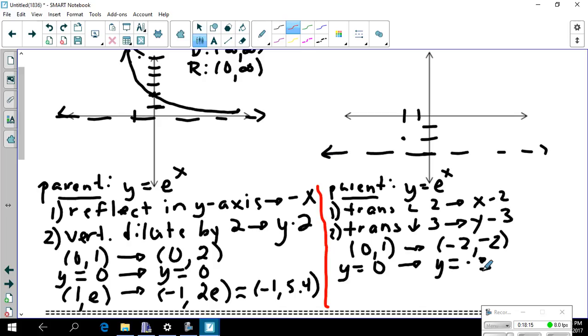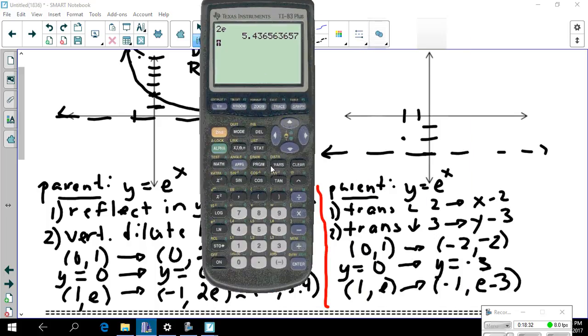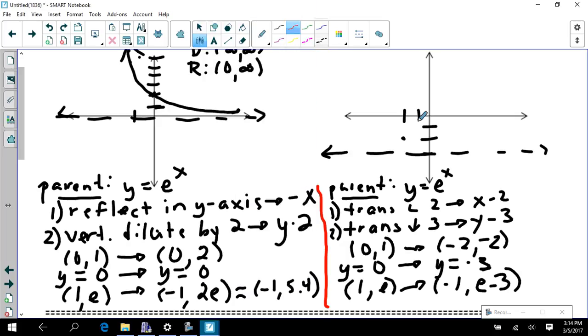And then the anchor point starts as (1, e). Subtract 2 from the x's, now it's negative 1. Subtract 3 from the y's, so now it's e minus 3. Let's see what that is using our calculator here. So e minus 3 is about negative 0.28. So negative 1 and negative 0.28 would be right about there. So connecting those two dots gives us that graph.